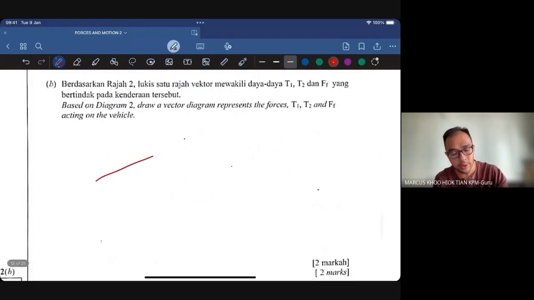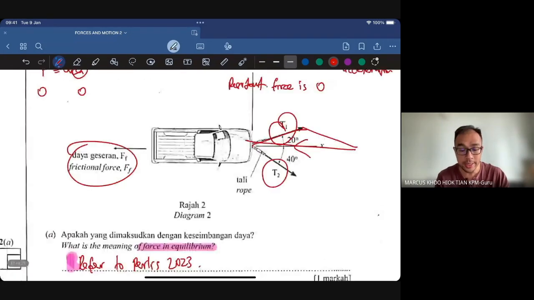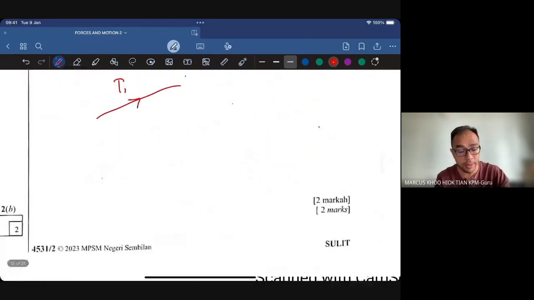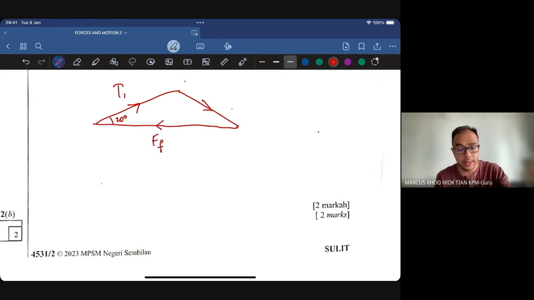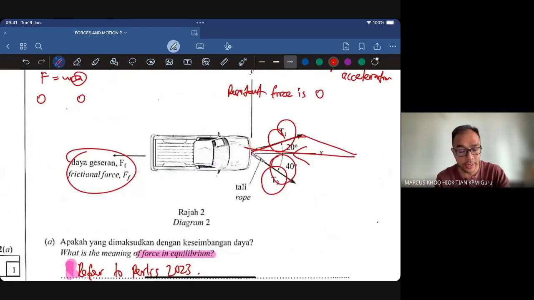So T1 is over here, and according to this, the angle is 20 degrees, so this is not a problem. This is a 20-degree angle. T2 is over here, this is the one we don't know. And we know that FF is to the right. So since this is T2, this will be 40 degrees, as shown in the direction over here.